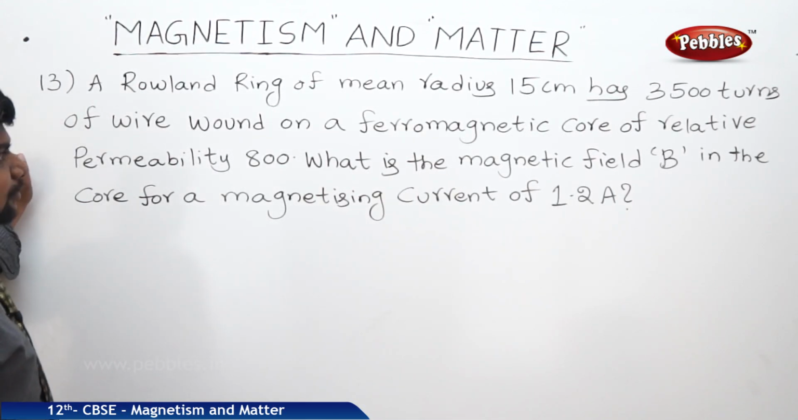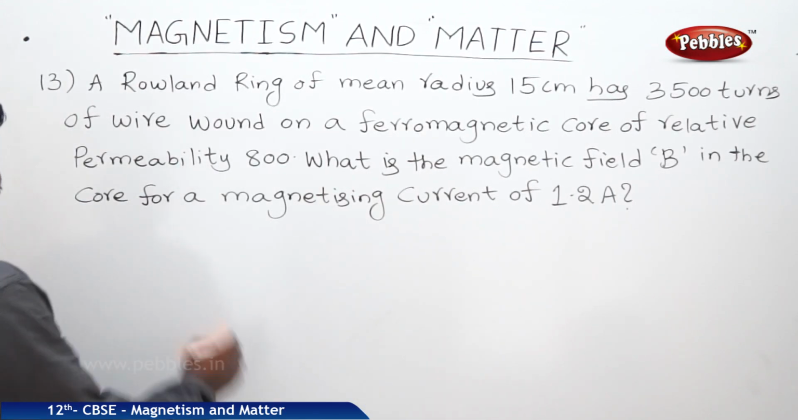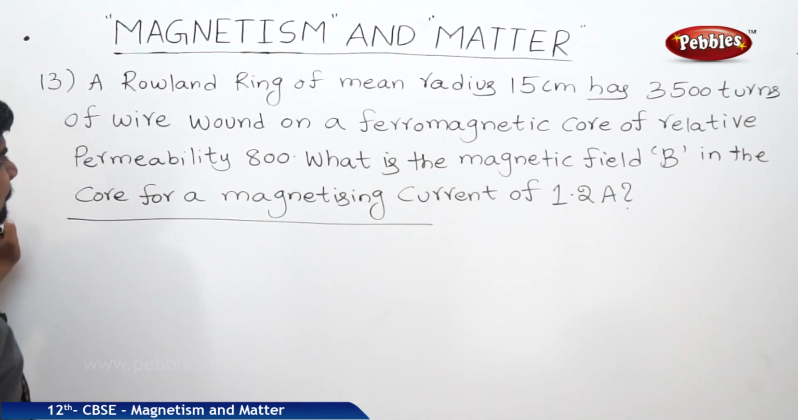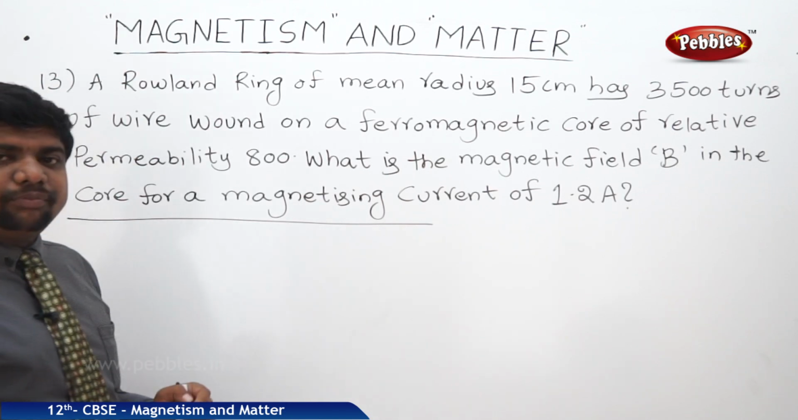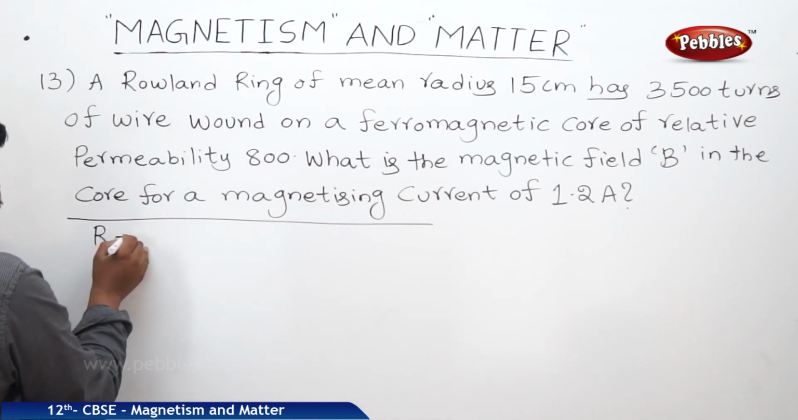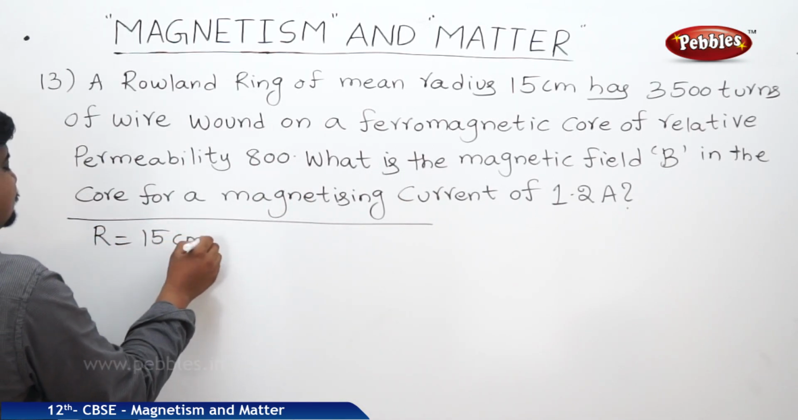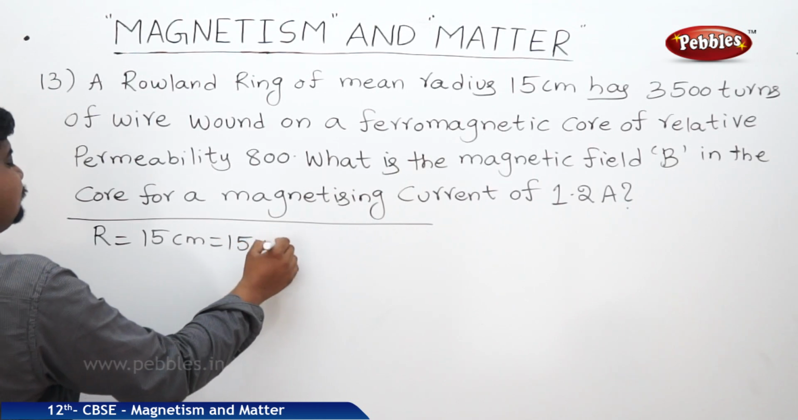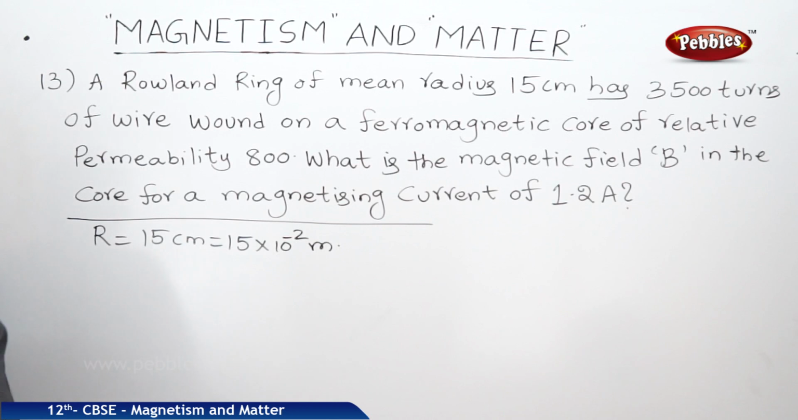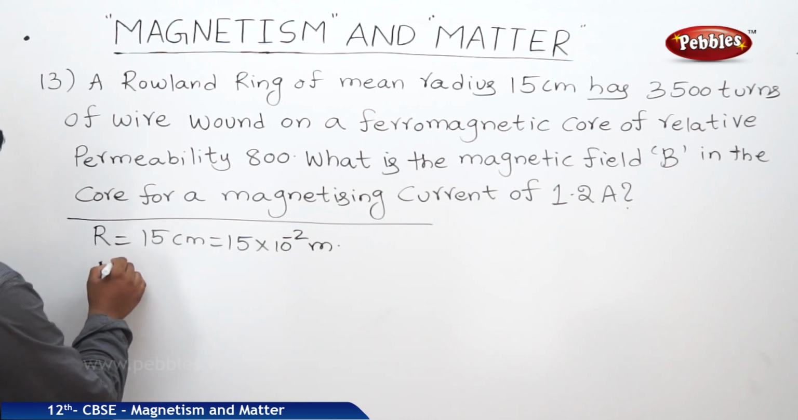A Rowland ring of mean radius 15 centimeter has 3500 turns of wire wound on a ferromagnetic core of relative permeability 800. What is the magnetic field B in the core for a magnetizing current of 1.2 amperes? Let me write all the values. Radius R is equal to 15 centimeters. We can write 15 into 10 to the power of minus 2 meters, which has turns 3500.